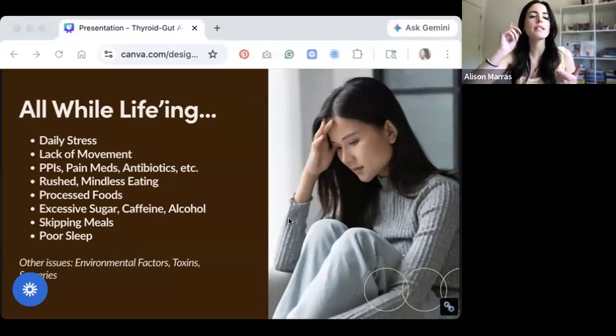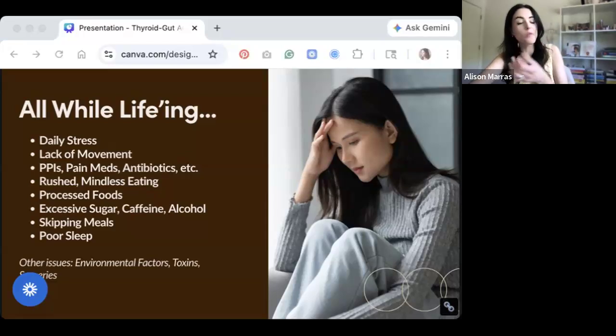Okay, so daily stress, lack of movement, PPIs, pain meds, antibiotics, like I said, even if it was more in your past. Rushed, mindless eating. Who's doing that? I know a lot of us are. We just need to practice our way out of it and slow down, but it's such a thing, right? And it's a big deal. Eating processed foods, because standard Americans, standard modern people, right? Like we're just grab and go.